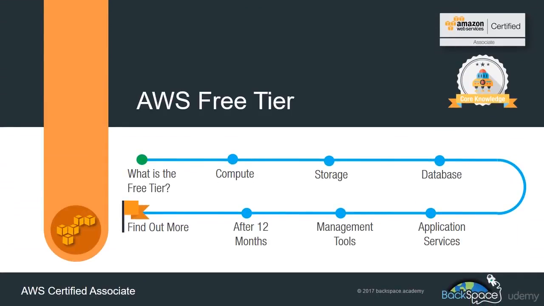And welcome back to Backspace Academy. Throughout this course, we're going to be using a lot of different AWS services, and normally that would incur a cost. So I'm going to talk about the AWS free tier. It allows us, for a period of 12 months after we first sign up for an AWS account, to use a lot of these services that we're going to be using throughout the course, for free within certain limits.